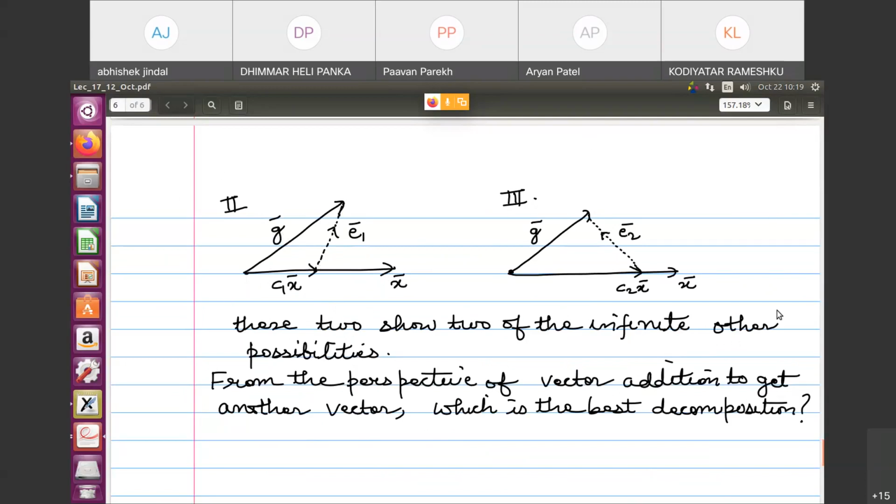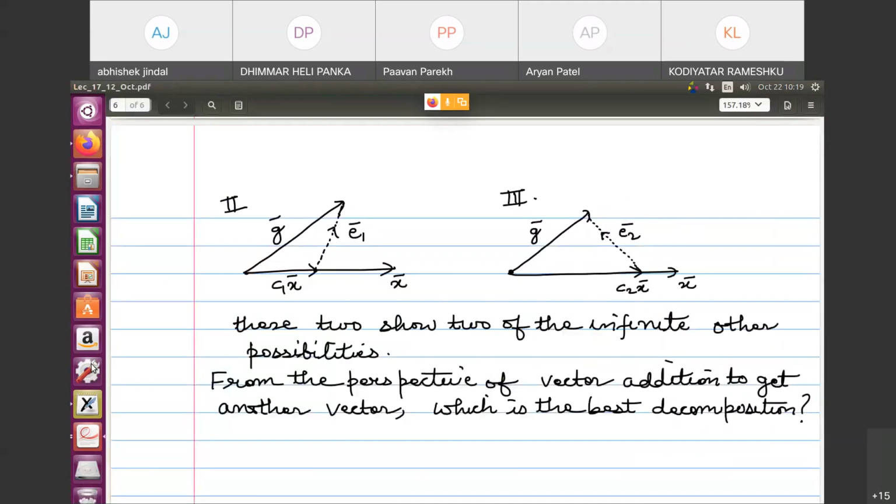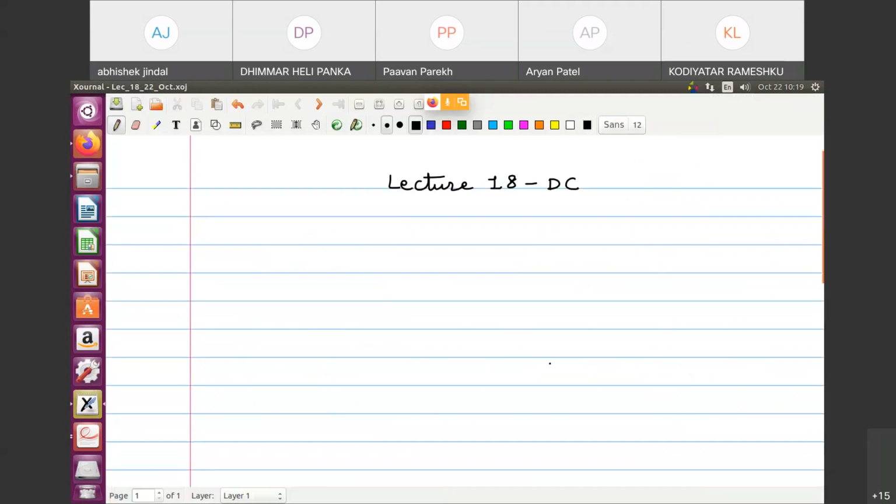Two possibilities from the infinite set I have drawn for you. So from the perspective of vector addition, what is the best decomposition? At this point we stop. So let us go ahead and see what we can do.